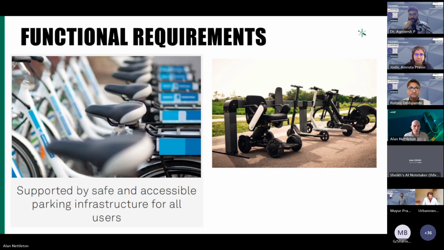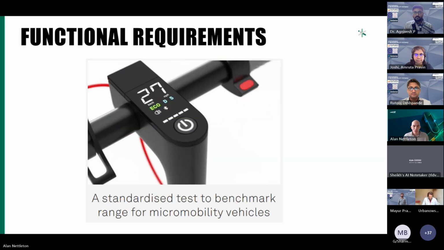And supported by safe and accessible parking infrastructure, as we've discussed before, there might be a need to charge the vehicles at the parking location as well. So we need to think about those kinds of solutions and making all of the kit robust and durable. We discussed the need to have a standardized test to benchmark range for micromobility vehicles. So as I said, we don't leave people stranded with no battery and give people confidence that they're going to complete their journey.